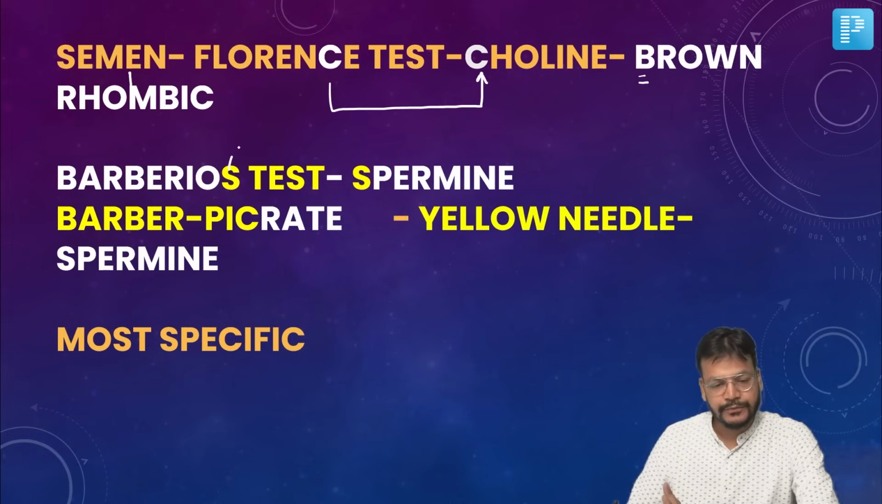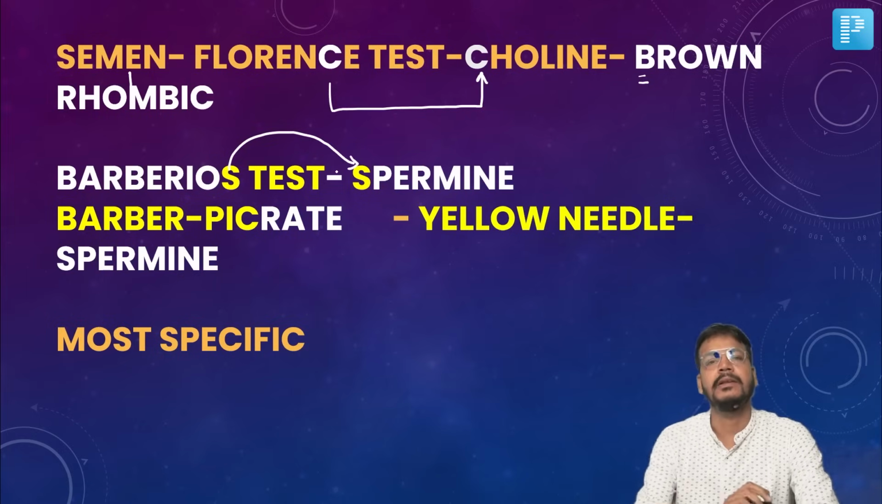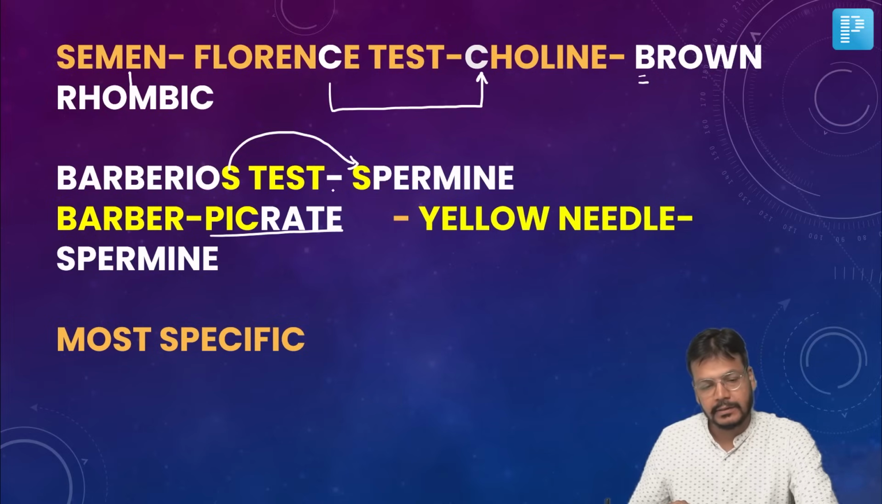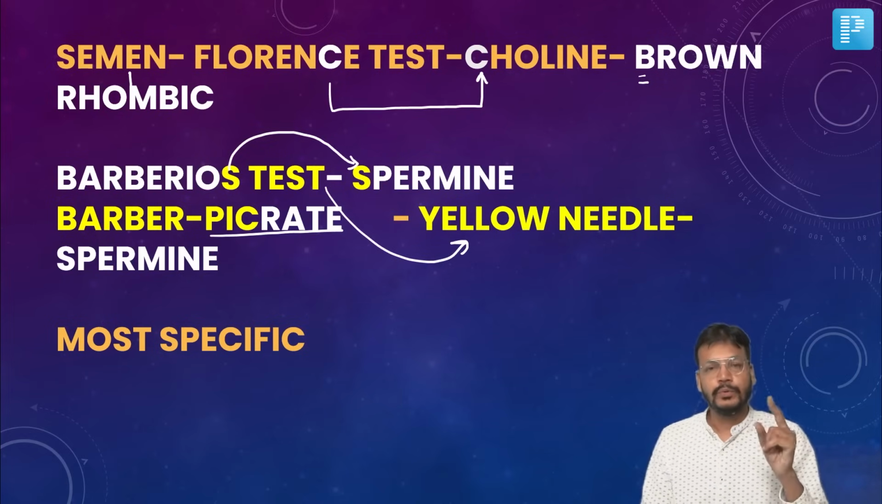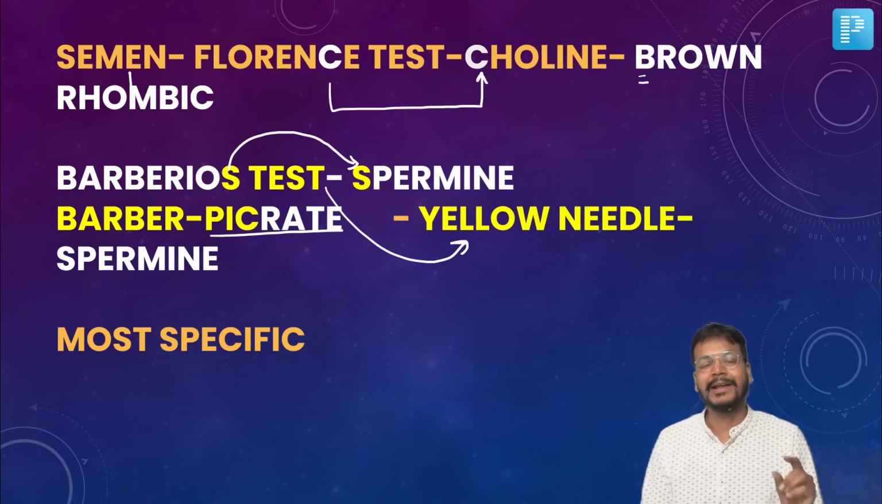Barbiero, S, it detects spermine crystal. Spermine, it is spermine picrate. It's a yellow needle crystal. So how would you remember? Spermine picrate. It's a very simple trick. A barber uses a needle to pick the hair. Picrate, yellow needle shape. Florence has C, C for choline. Barbiero has S, S for spermine.